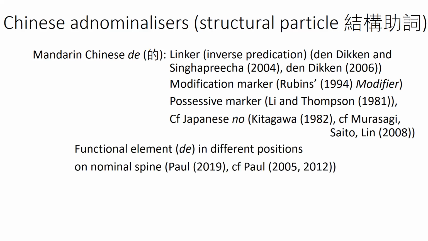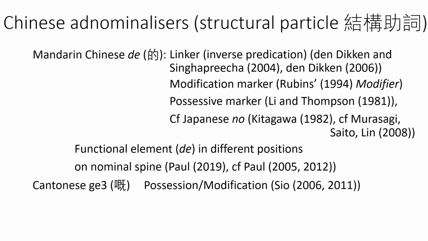That's Mandarin de. Given the many usages of de, people like Paul, in his recent paper, have established that de can be merged in different positions on the nominal spine. It is a polyfunctional morpheme that we can merge in different positions. The same applies to Cantonese ge, which is parallel to Mandarin de. People who work on Chinese dialects have also compared dialectal markers like Mandarin de and Cantonese ge. For example, Joanna Xiu established that possession and modification are the two main functions of these nominal markers, and she also looks at the many parallel similarities between Cantonese ge and Mandarin de.